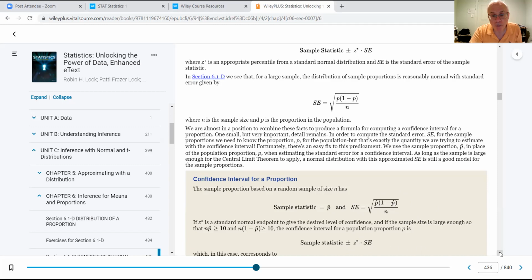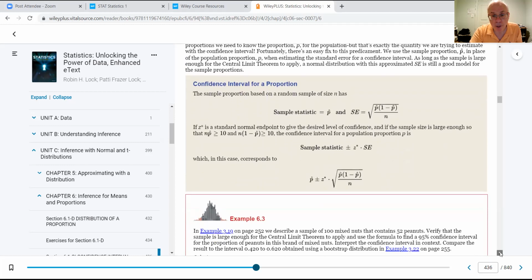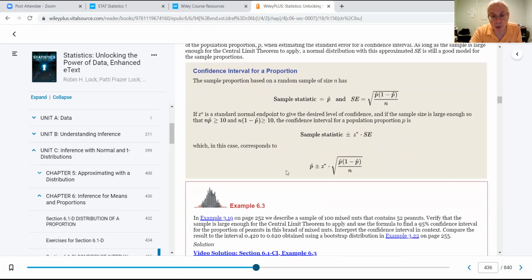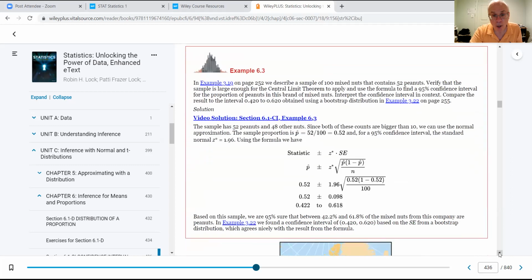All right, and here it is in symbols here. So the other thing we haven't gone over is the z star. All right, so what is that z star? Well, suppose we want to have a 95% confidence interval.